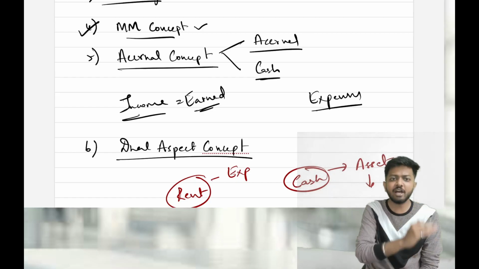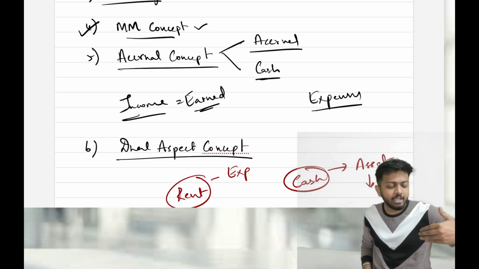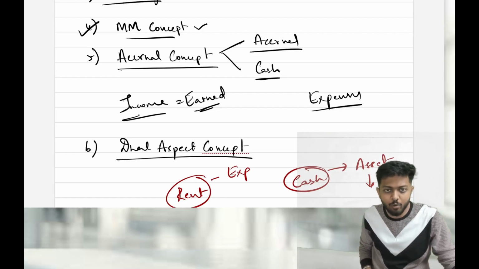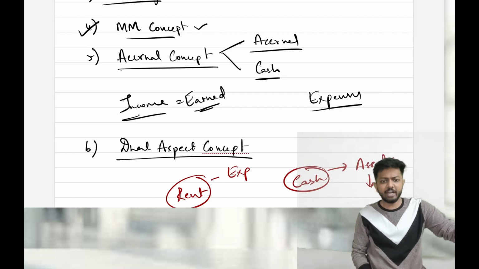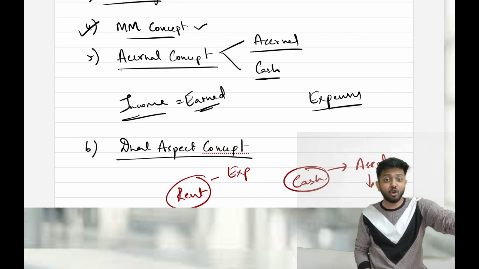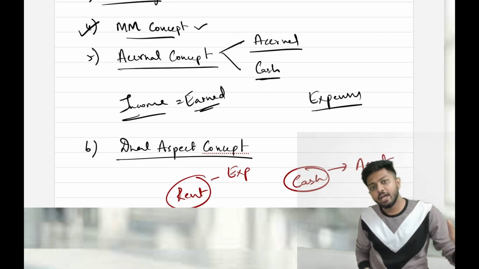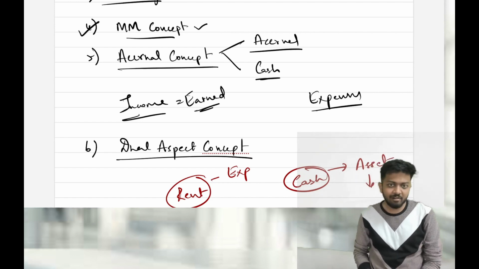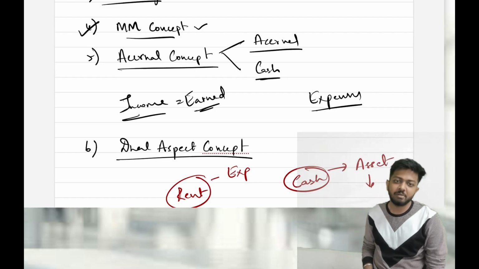The moment I have given the possession, the moment I have transferred the risk and reward, what happened? I have done my job. I have earned that money. Now, whether he has given or not, I don't care. I will record the sales. I will record the income, because we are following accrual basis of accounting.